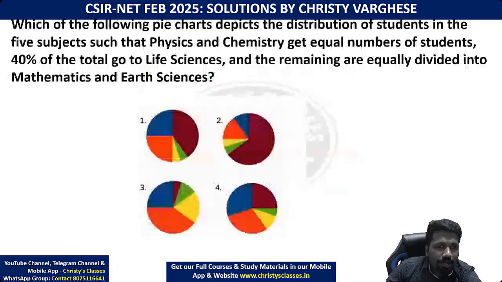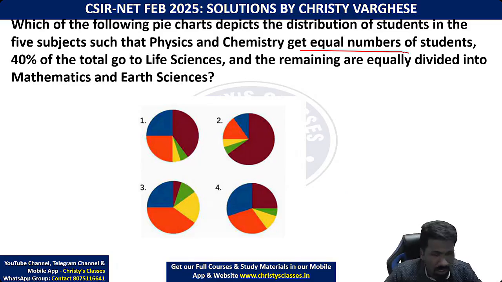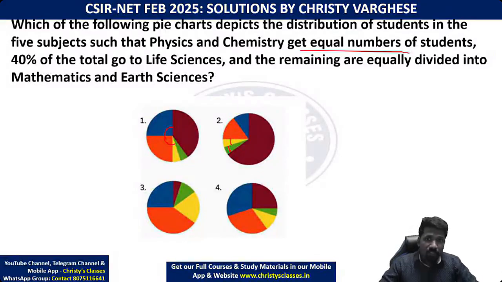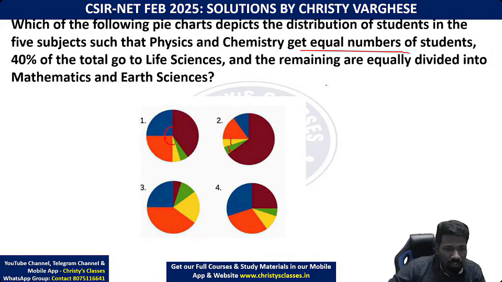So anyway, which of the following pie charts depicts a distribution of students in the 5 subjects such that physics and chemistry get an equal number of students. मतलब दो सेक्टर्स आइडेंटिकल होना चाहिए, दो सेक्टर्स आइडेंटिकल. For example, in the first figure these two sectors are identical, and check whether they are identical in the other figures too. Yeah, here these two are identical. We don't know the value of physics and chemistry now. So first and second are possible.